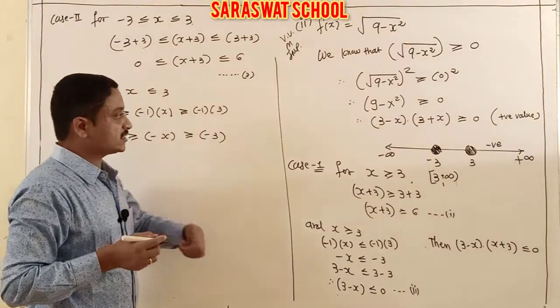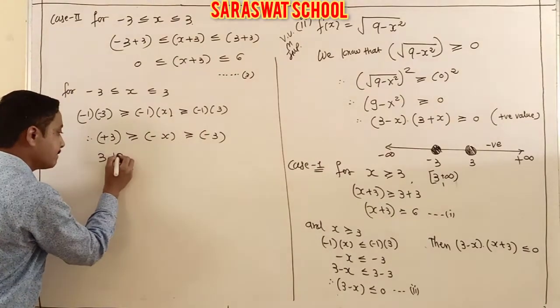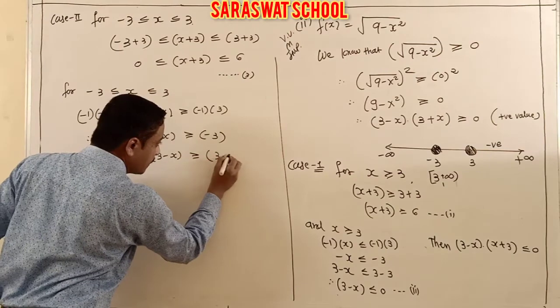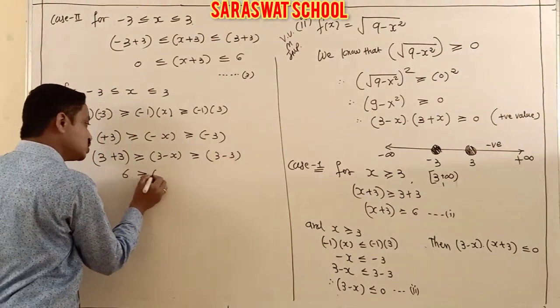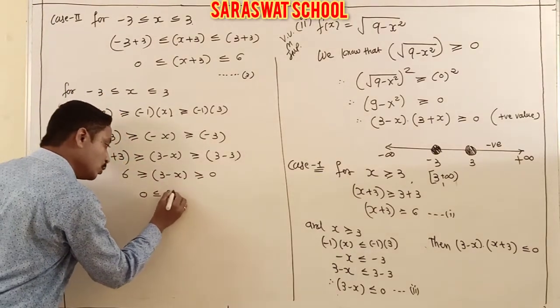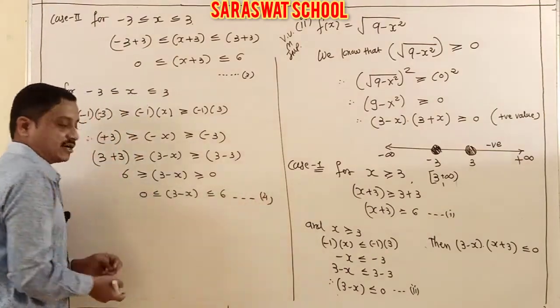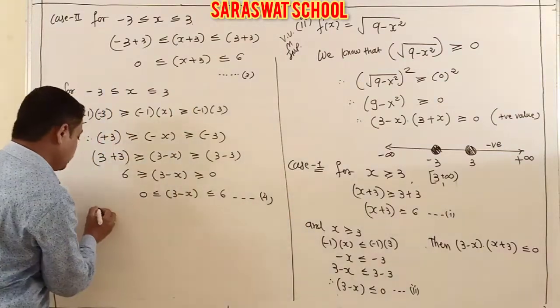Now minus x. Now I added 3. Each term 3 added. This also 3 adding, and here also 3 adding. So your answer is ready, 6 to 0. It means 0 to 6. This answer is also statement number 4. Check. It is positive. It is positive.